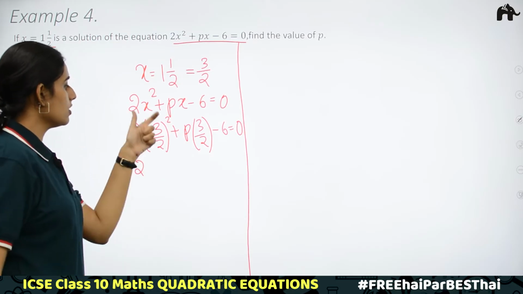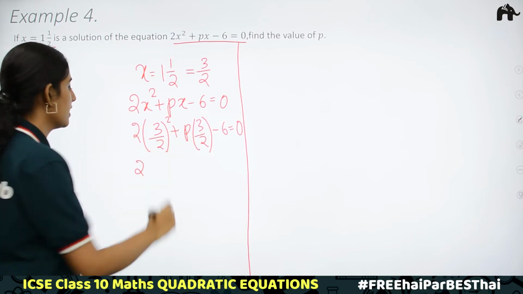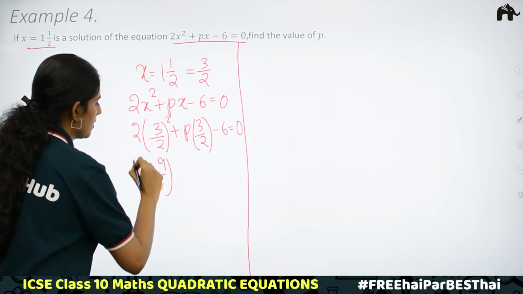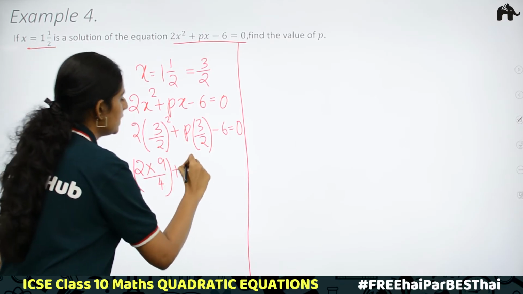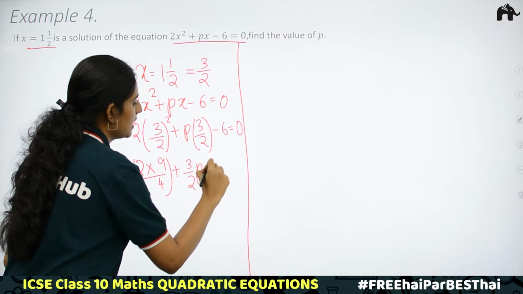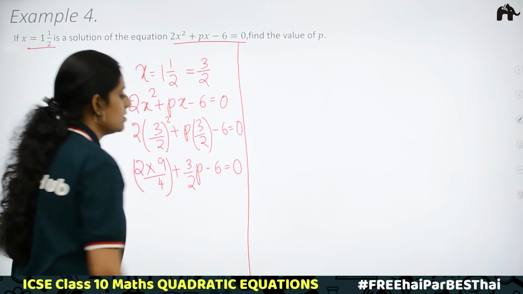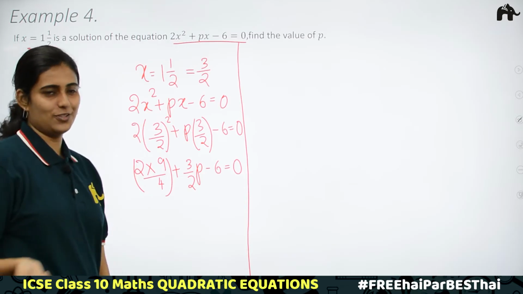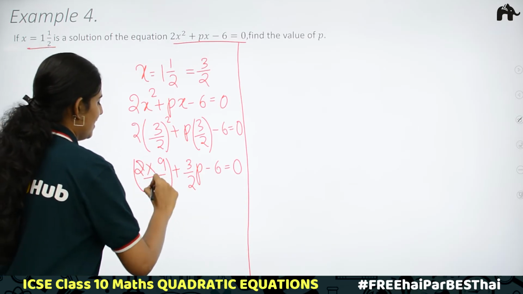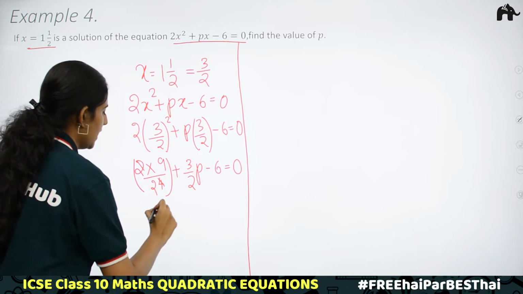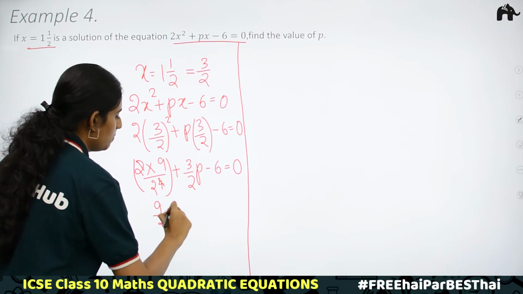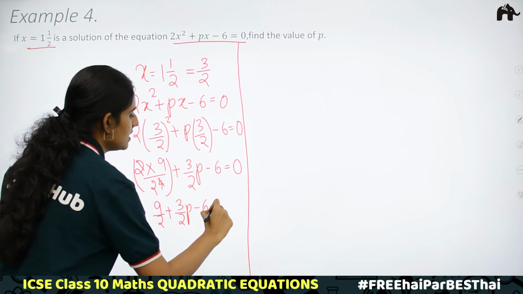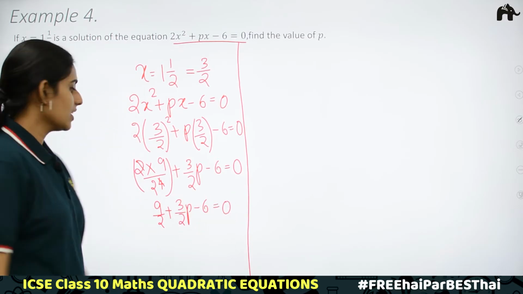2 into, what is (3 by 2) whole square? 9 by 4, plus 3 by 2 p minus 6 is equal to 0. Solving this equation is very easy for you now. I know. Cancelling, you will be getting 9 by 2 plus 3 by 2 p minus 6 is equal to 0.